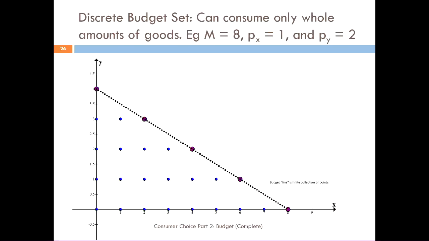Okay? And now you can see the budget line. It's pretty much the same idea, right? You can have a horizontal intercept and a vertical intercept. It doesn't quite have a slope because it's not actually a line, it's just a series of points. Right? You can't consume in between because those are fractional amounts. But you can sort of see a line there.